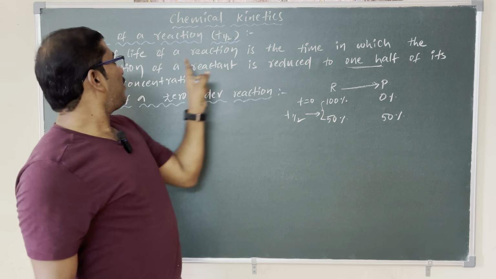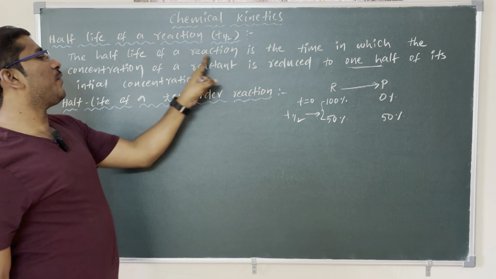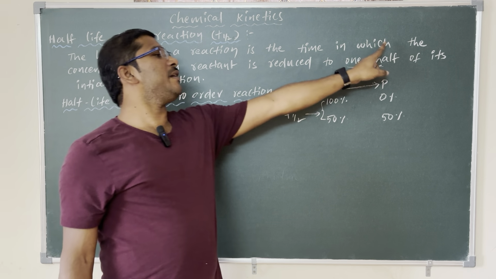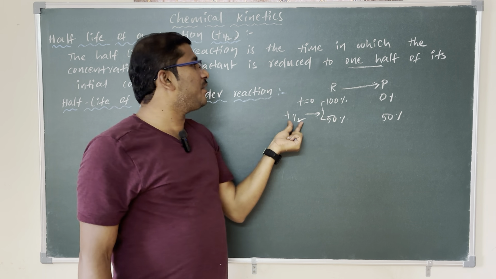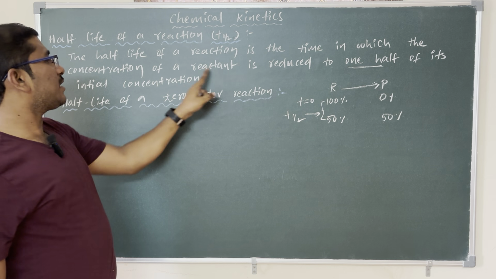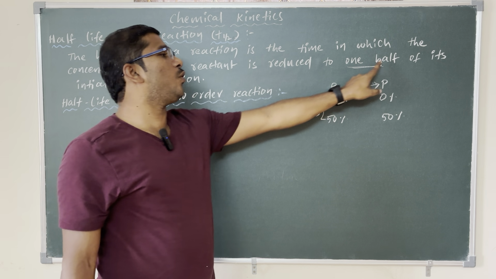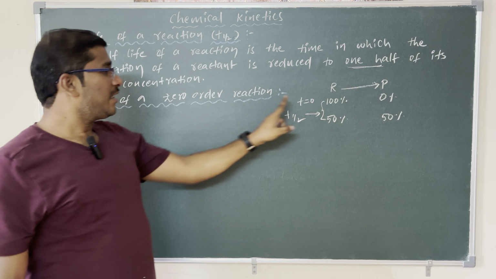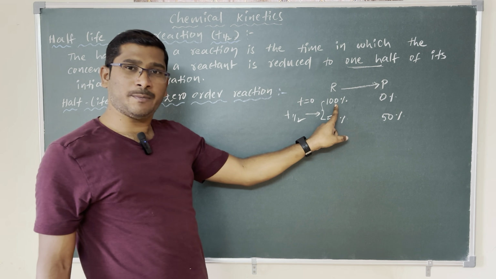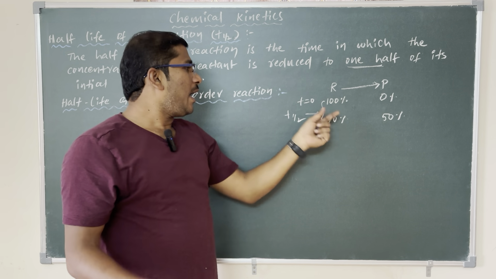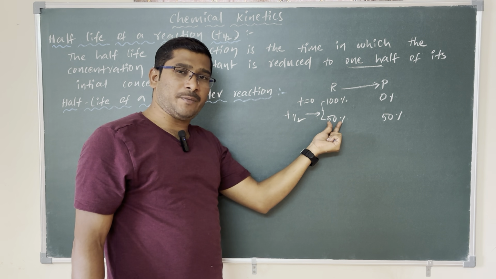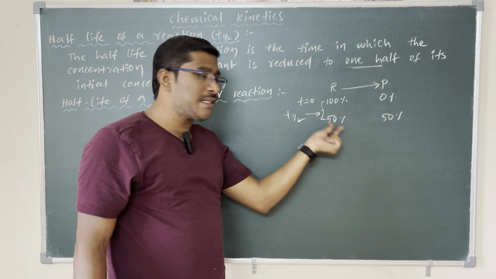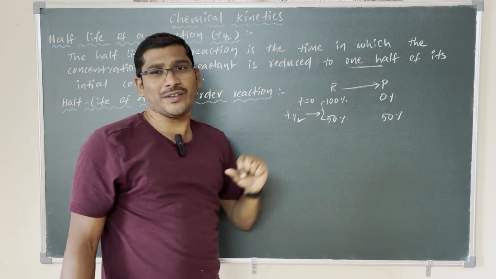See, what is the definition there? The half-life of a reaction is the time in which the concentration of reactants is reduced to one half of its initial concentration. For example, if the initial concentration is 100%, to convert 100% to 50%, the time taken is generally considered as the half-life of a reaction.